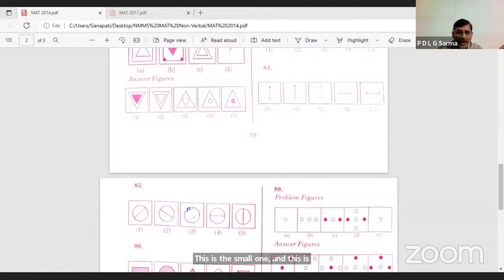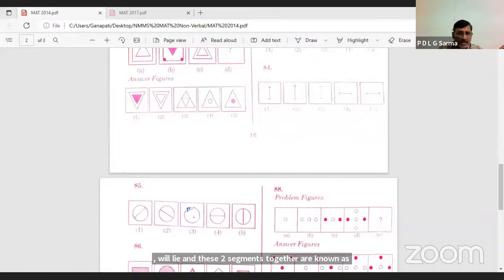The small one is called the minor segment, and the larger one is the major segment. Okay? So minor segment and major segment. Minor segment means the smaller one. You can also say that in the minor segment, the center of the circle will not lie, and in the major segment, the center of the circle will lie. And these two segments together are known as alternate segments.